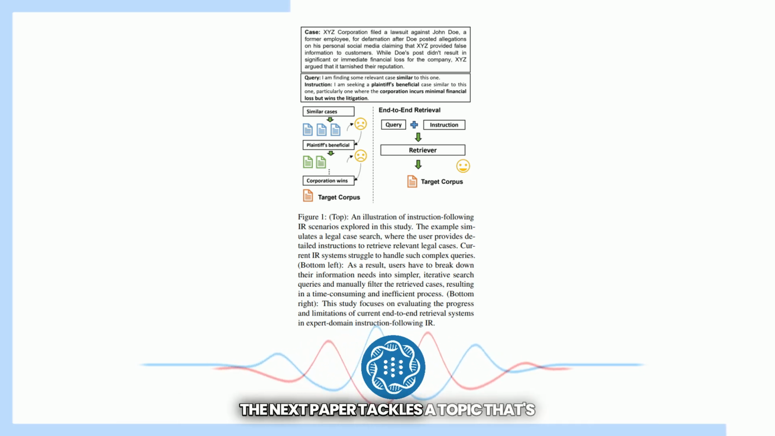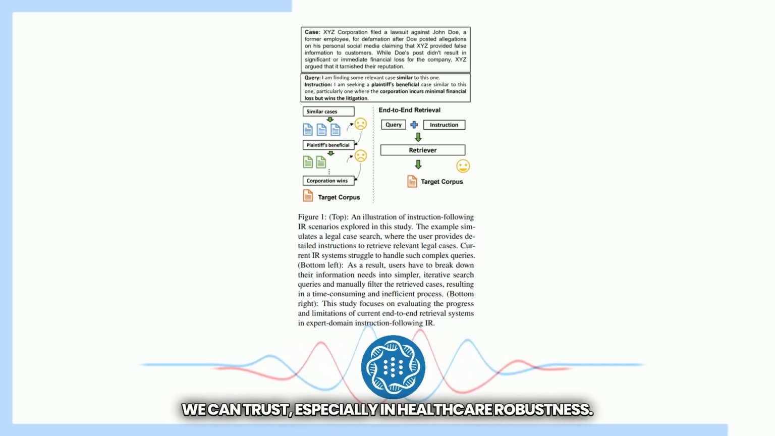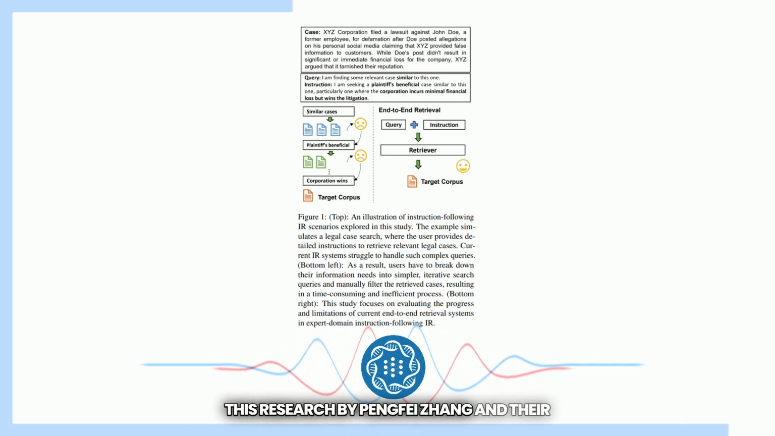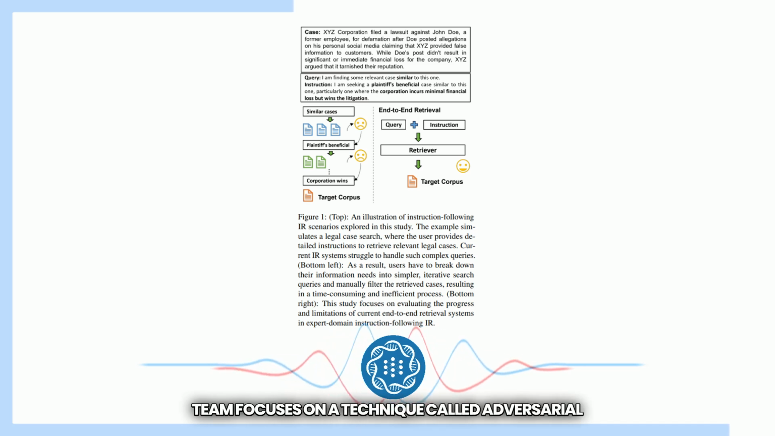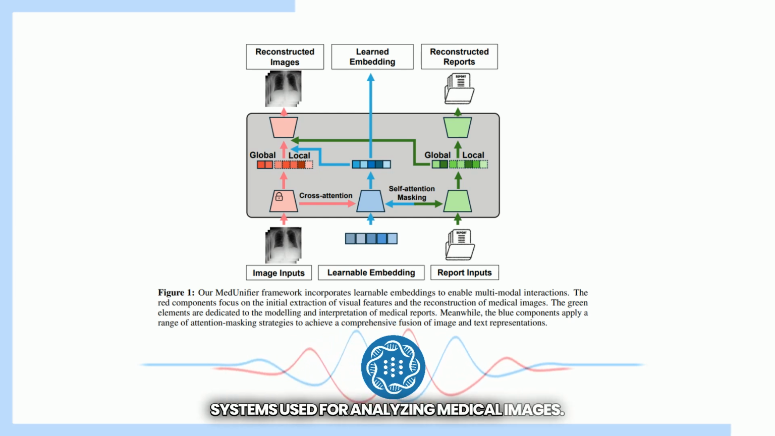Okay, the next paper tackles a topic that's essential for building any AI system that we can trust, especially in healthcare. Robustness. This research, by Pengfei Zhang and their team, focuses on a technique called adversarial training to improve the robustness of AI systems used for analyzing medical images.